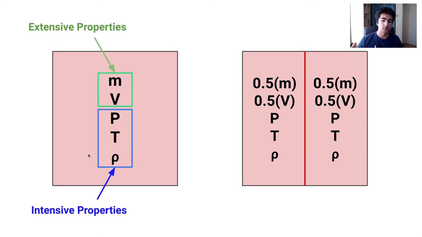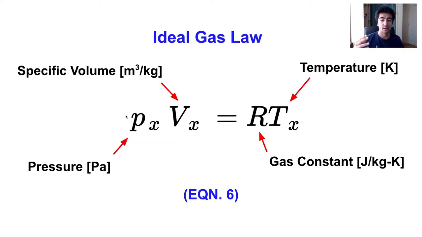And what's important to know is that if you know any two of these intensive properties, you can figure out the third. And so the equation that relates the intensive properties is called the ideal gas law. The ideal gas law doesn't apply to all gases, but it applies to the gases we're going to be talking about, so those product gases from the combustion process apply to the ideal gas law.